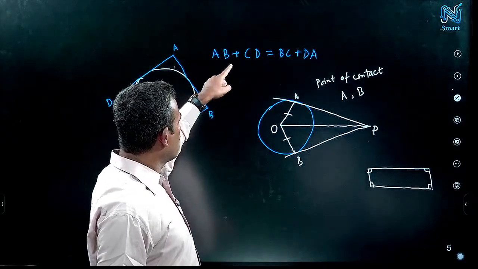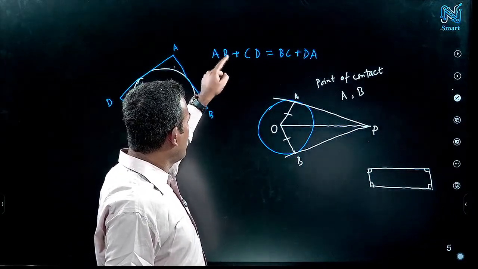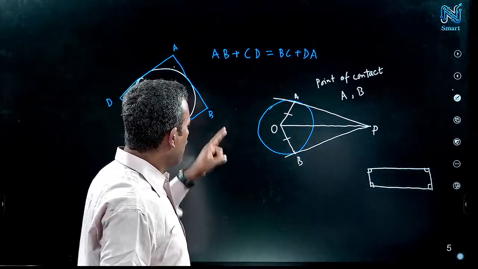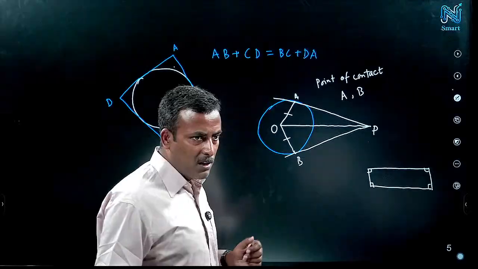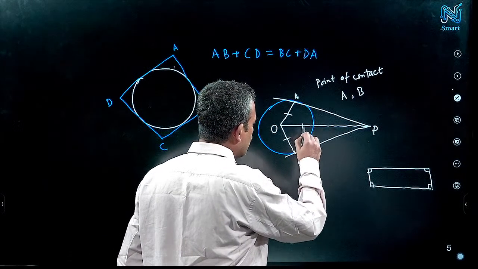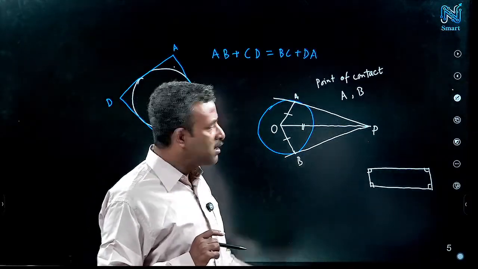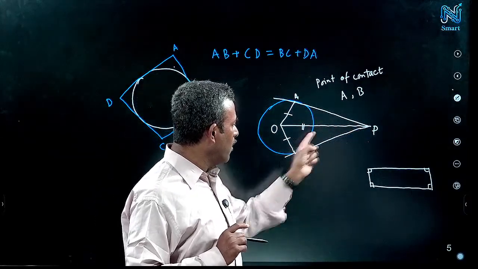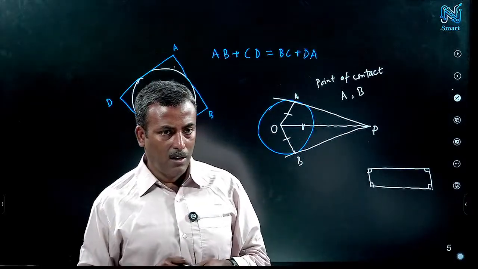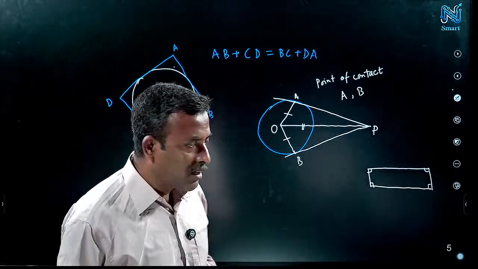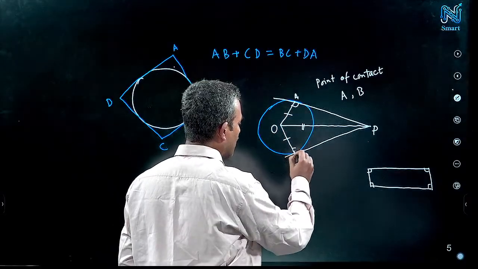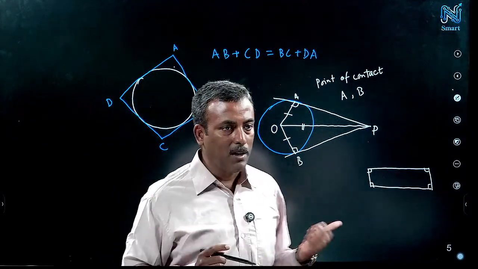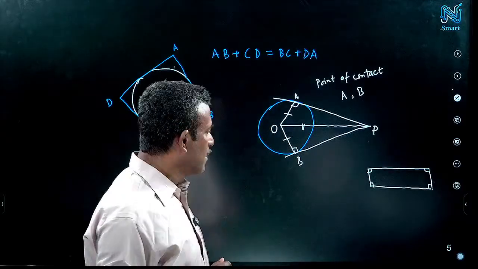So we have to prove that the sum AB plus CD is BC plus AD. Now why are these two congruent? OA is equal to OB, and this is common. So one more thing we need. Obviously we need to prove AP equal to BP, so we can't take that as given. We need one angle. We know these two angles are 90 degrees, right? Perpendicular, RHS.